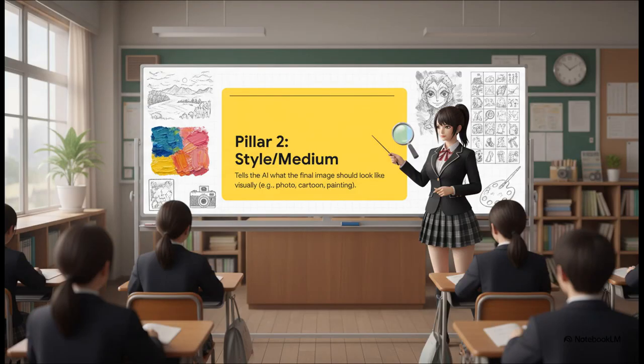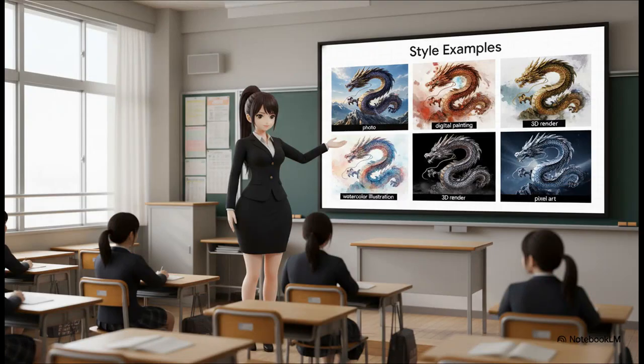Okay, pillar number 2 is all about style or medium. This is where you get to be the art director. Are you trying to make a photograph, a cartoon, maybe a 3D render? This tells Stable Diffusion what kind of visual language you want it to speak. And wow, you have so much creative freedom here. You can ask for a super realistic photo, a vibrant digital painting, or even something really niche like pixel art. Every single one of these keywords is going to dramatically change how your final image looks.